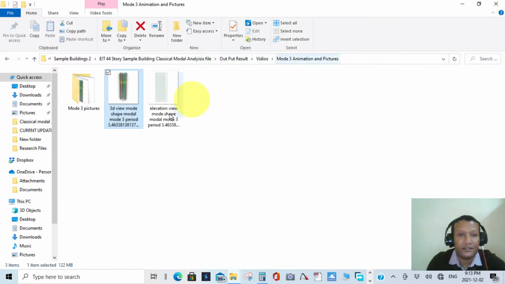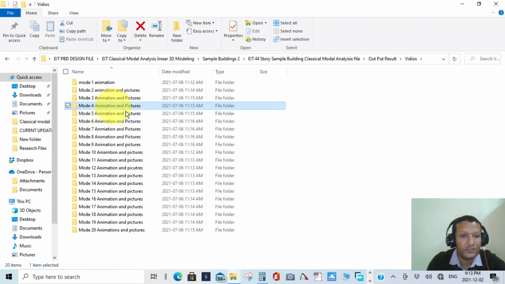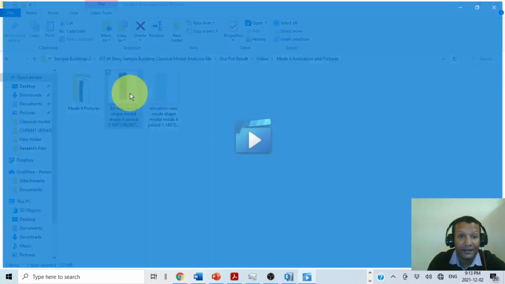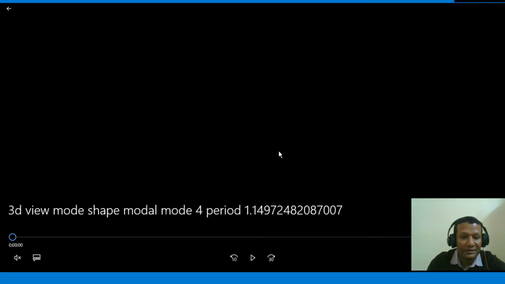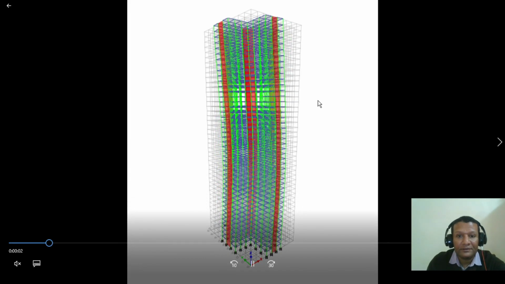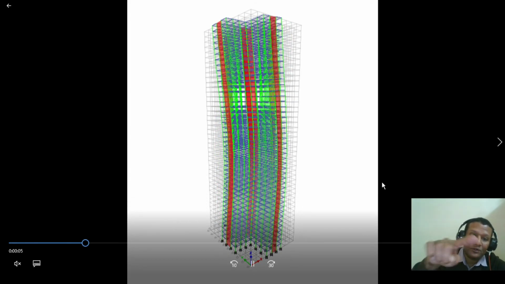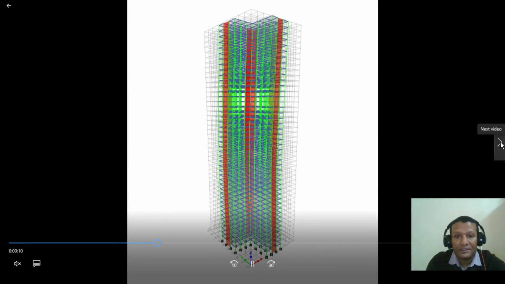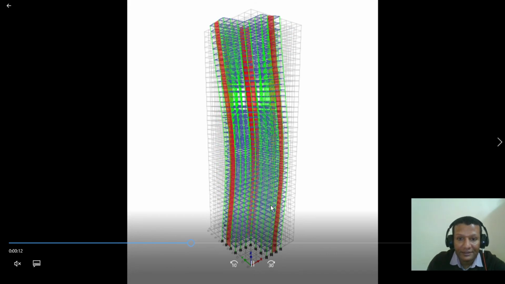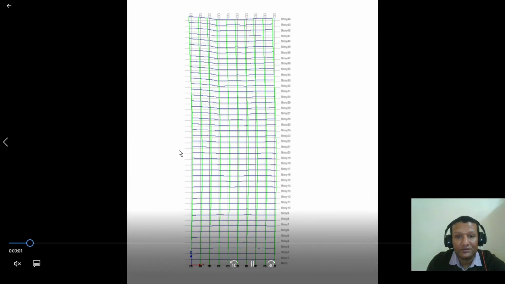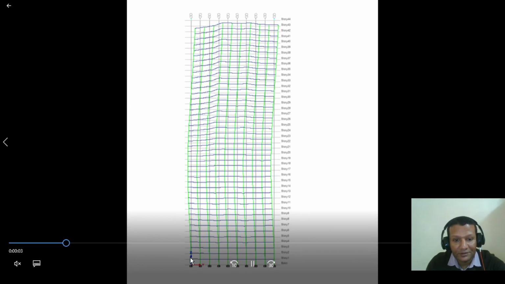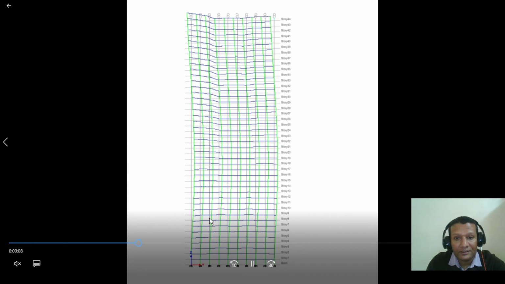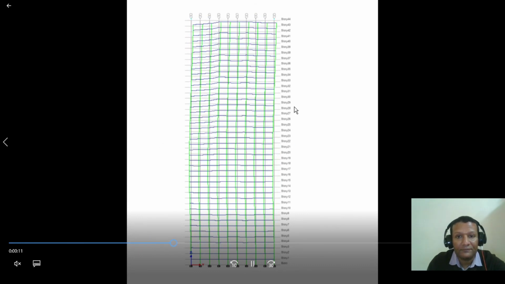So this is the third, just to make it the fourth. Fourth means the second mode in the X direction. The software has its own reading. You see, this is the second mode in the X direction. Again, this is elevation. You can see it will cross once only. So all of this you can see clearly.